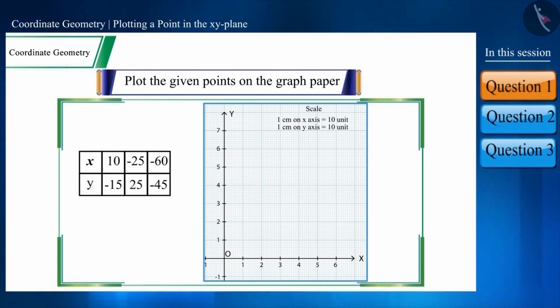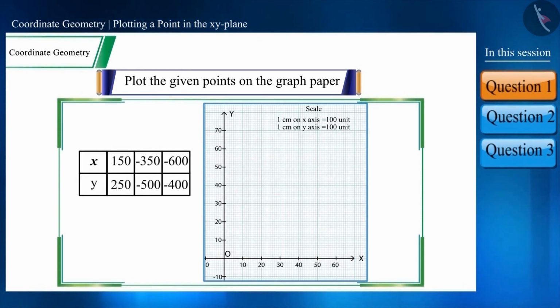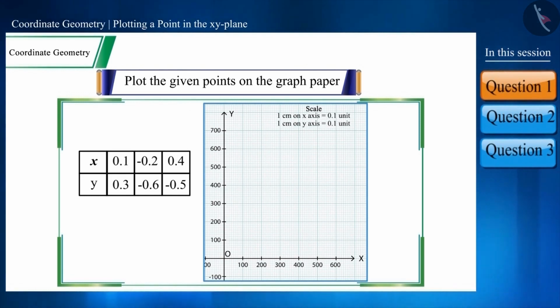If this point was between 0 and 100, we would have taken 1 centimeter equals to 10 units. And the point being like this, 1 centimeter equals to 100 units. Can you tell me what we would have done if these points or numbers were in decimals? Then we would have taken 1 centimeter equals to 0.1 unit.